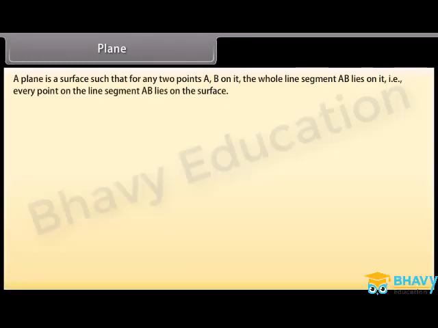Plane. A plane is a surface such that for any two points A, B on it, the whole line segment AB lies on it. That is, every point on the line segment AB lies on the surface.